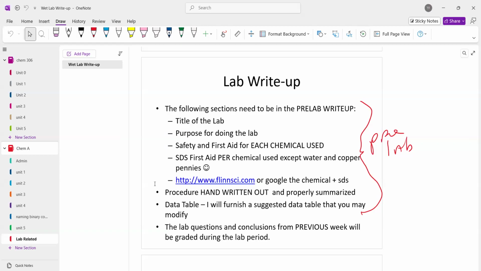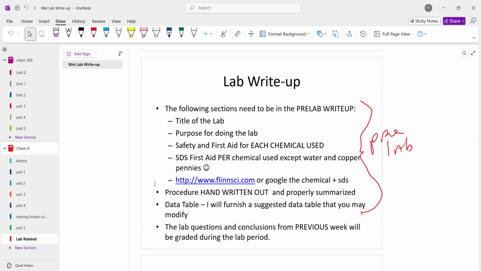Now, the data table I've written down here as part of the pre-lab, but I don't take off if you don't do the data table. You have to do it anyway, so you might as well do it in the pre-lab, and usually it doesn't take very long. Sometimes there are pre-lab questions, not always. If there are pre-lab questions, we'll do them. That'll be part of the pre-lab.